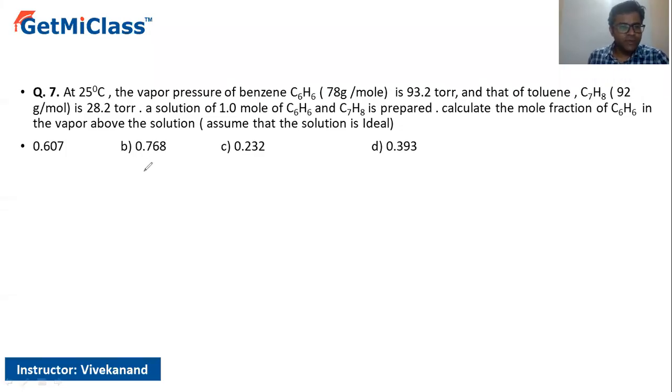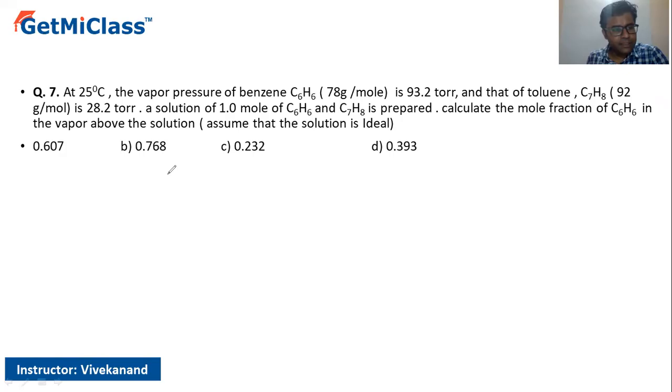Question number 7. At 25 degrees Celsius, the vapor pressure of benzene, given that its molecular weight is 78 grams per mole, is 93.2 torr, that is the vapor pressure. And that of toluene is 28.2 torr. A solution of 1.0 mole of benzene and toluene is prepared. Calculate the mole fraction of benzene in the vapor phase above the solution, assuming that the solution is ideal.